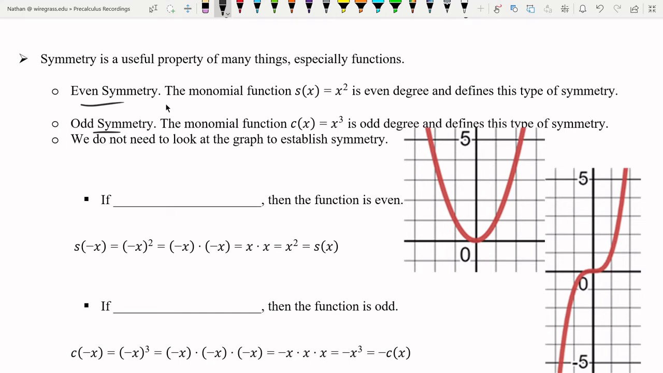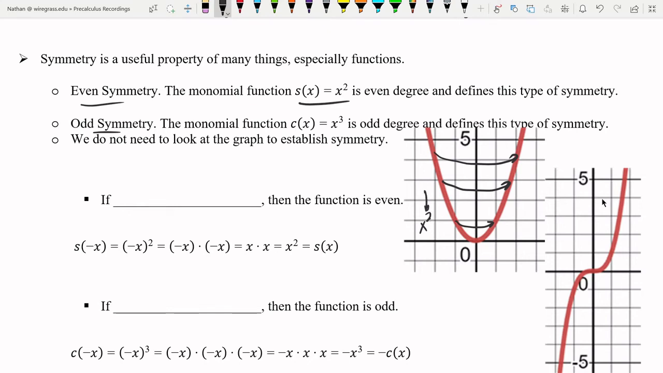So even symmetry looks like the monomial parent function x squared. This does have even symmetry, because if you look at the y-axis here, this reflects directly across it. This is exactly the same kind of symmetry we looked at for quadratics, but it's only the case if it's symmetric across the y-axis, not specific to the parabola shape. So this is called even symmetry. You can always think of that because this is x squared, and that's an even power.